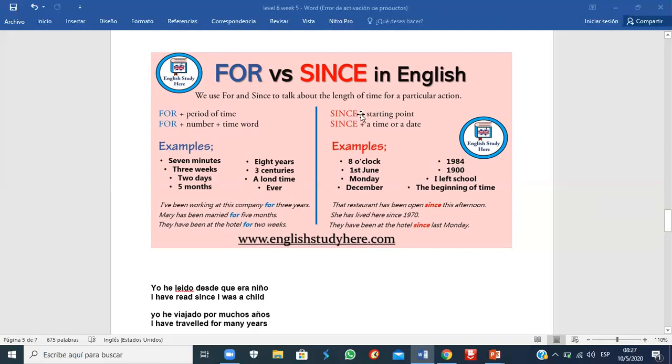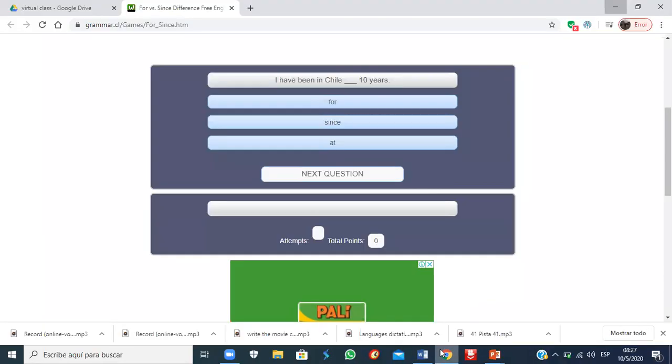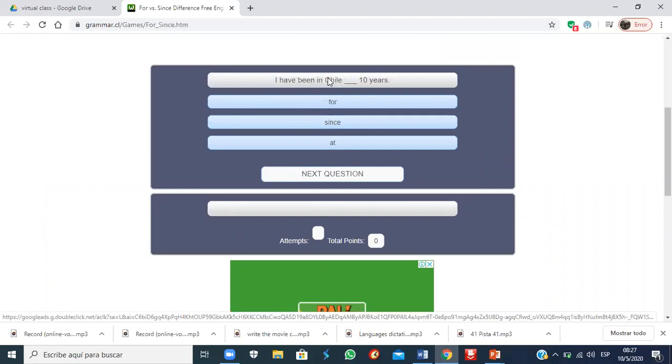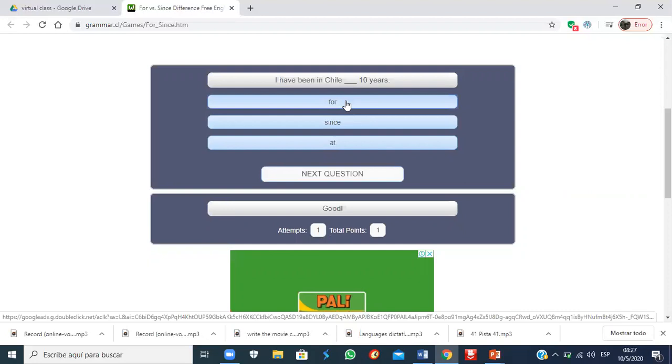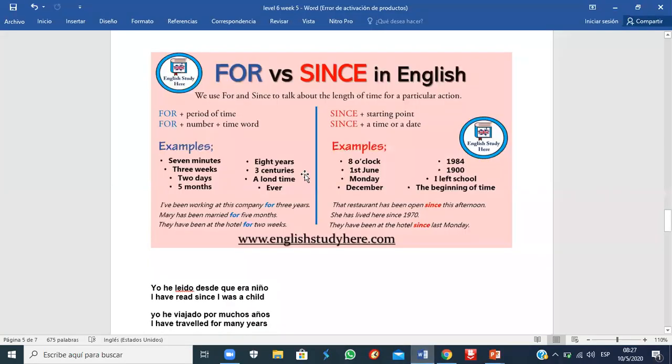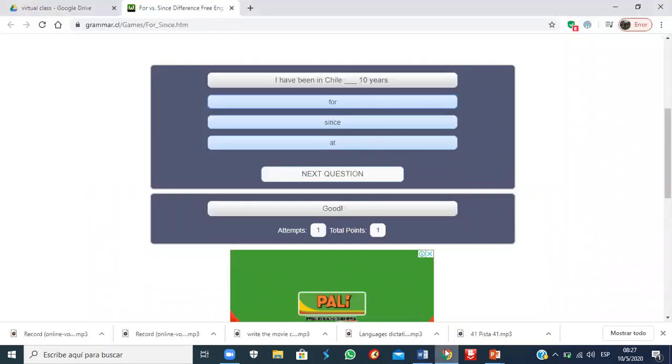For doesn't mention the starting point, it mentions the length, the duration of time, the period of time. For how many minutes? 7. For how many weeks? 3 weeks. For 2 days. This is precisely what we have here. It says, I have been in Chile. This is present perfect. For or since, we have 10 years. This is duration, okay? This is for. Why for? Because remember that for is for the period of time. In this case, the period of time is 10 years.